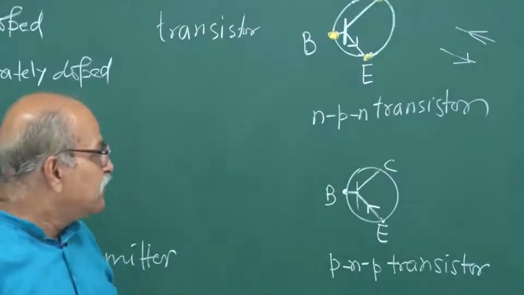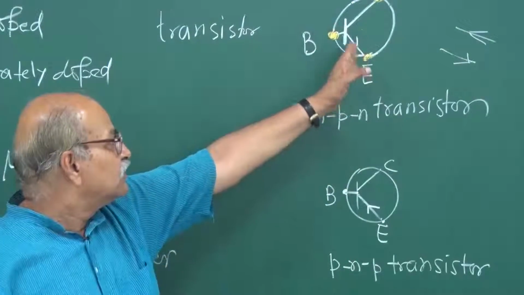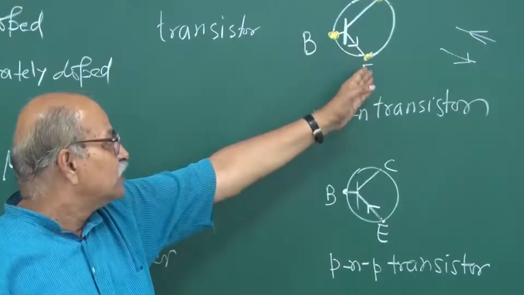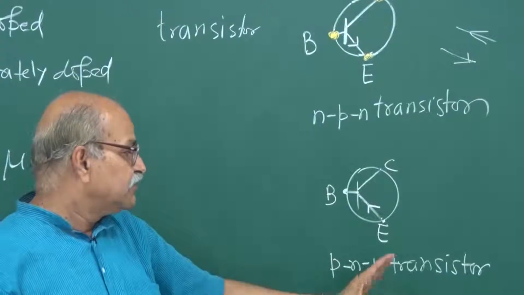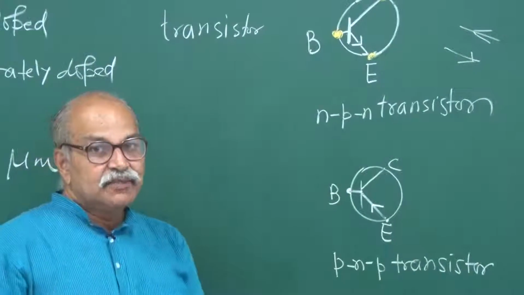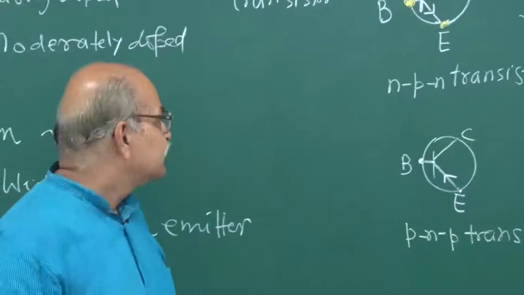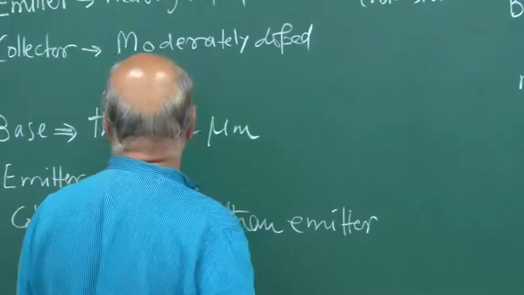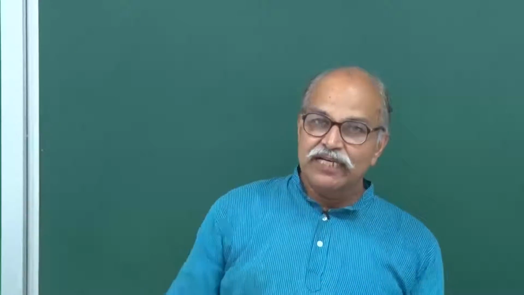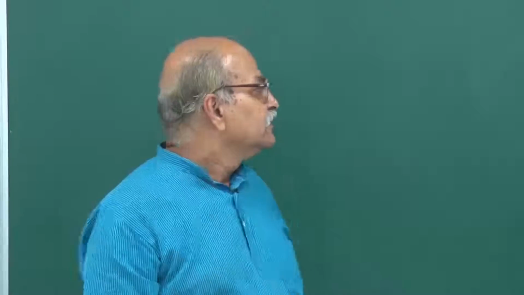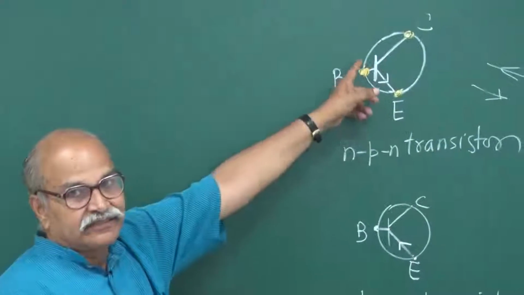And how do I remember this? If the arrow is coming from base to emitter side, then it is NPN, and reverse is PNP. A little bit of physics will help in remembering this. And what is that? In normal operations with transistors, the base emitter junction.